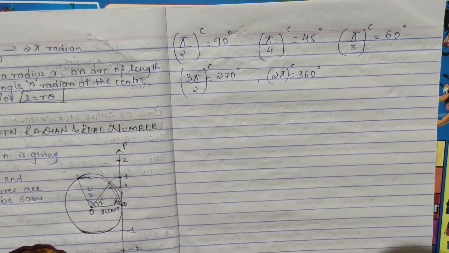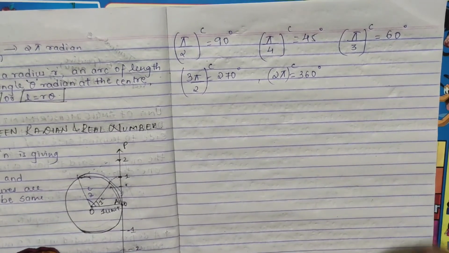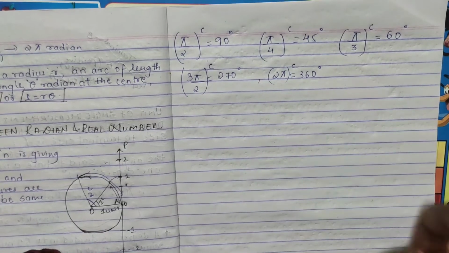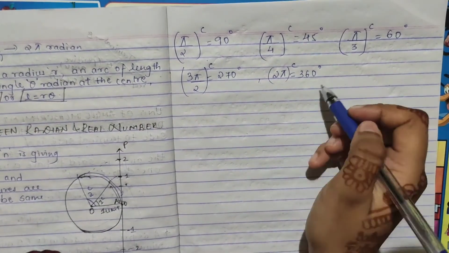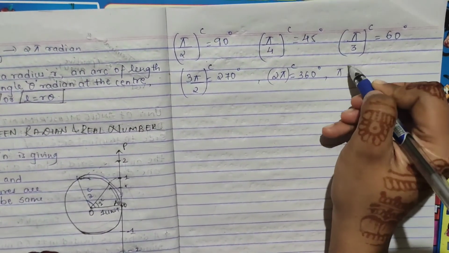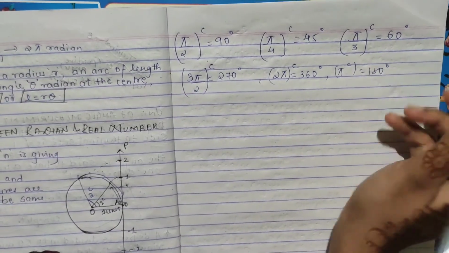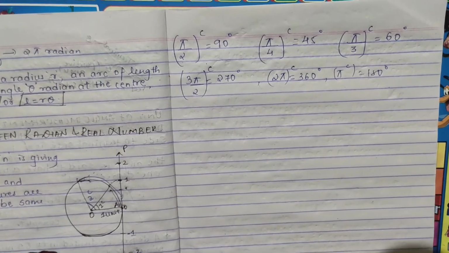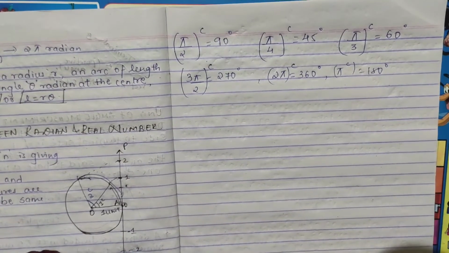Pi we have already written here. Pi is equal to 180 degrees. If you want to make this whole one list, just make it here. Here only pi also you can include. If you want, here only even pi you can include it. So everything comes in one place itself. So this is your relationship between degree and radian.